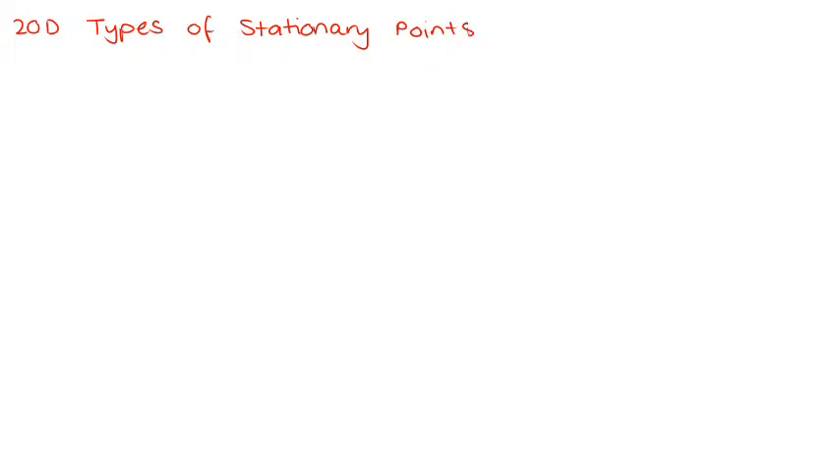So yesterday we looked at stationary points and how to find them. So now today we're going to look at the different types of stationary points. It's pretty straightforward. There's 3 different types.